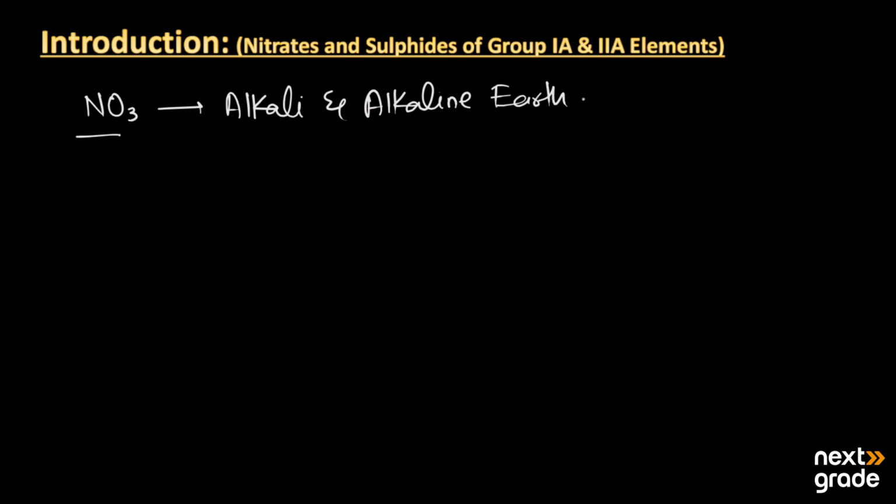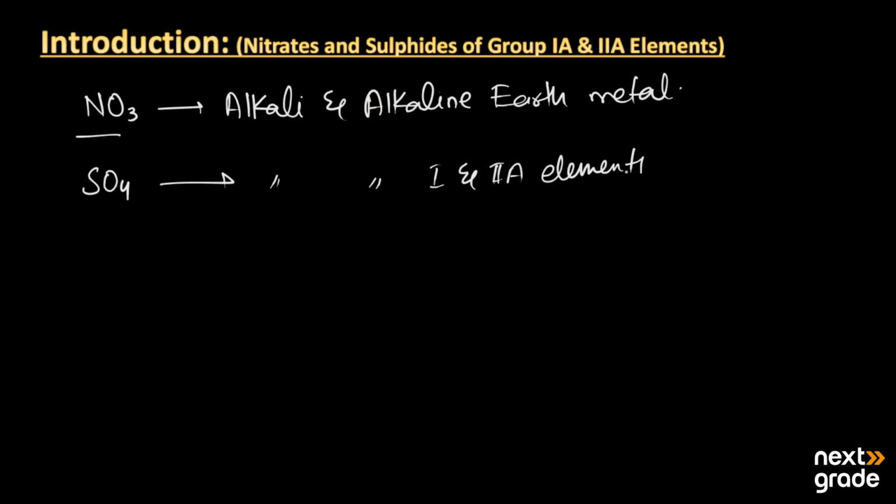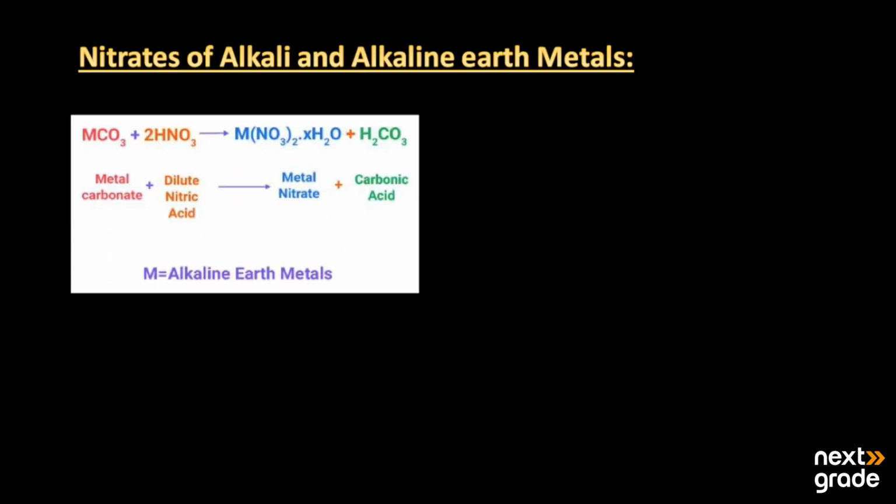On the other hand, when we are talking about the sulfides, here sulfur may get attached in the form of sulfate. It gets attached with the group 1 and group 2A elements and they form their respective nitrates and sulfides. So it is the property of both the group 1 and group 2 elements. Let's discuss it one by one, the nitrates of alkali and alkaline earth metals. So here we have nitrates of alkali and alkaline earth metals.